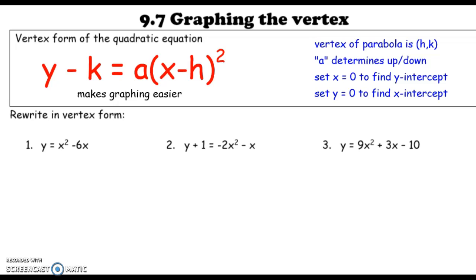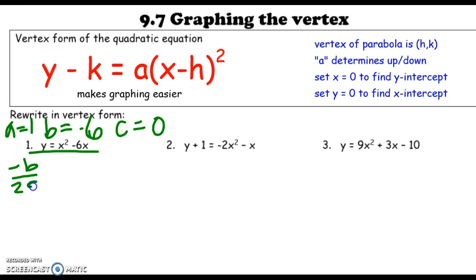So this equation right here is not at all in vertex form. The first thing we need to do is identify its a, b, and c. So we know that a equals 1 because that's with my x squared. b equals negative 6. And c equals 0 because it's not listed here. I need to find the opposite of b over 2a. Now, if you remember back to when we graphed, this was how you find the vertex. And in order to put it in vertex form, I've got to find the vertex.